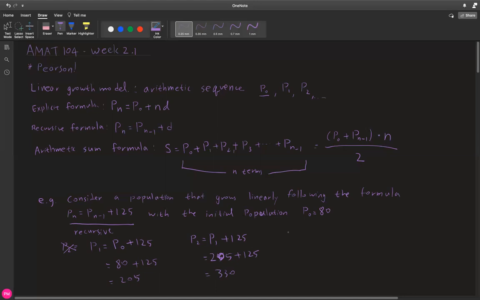Let's do one more thing. Let's do P sub 3. P sub 3 is P sub 2 plus 125. So that is 330 plus 125, and that is 455.